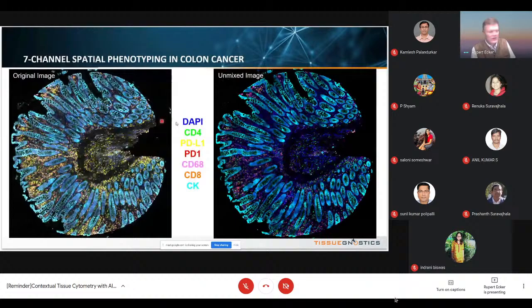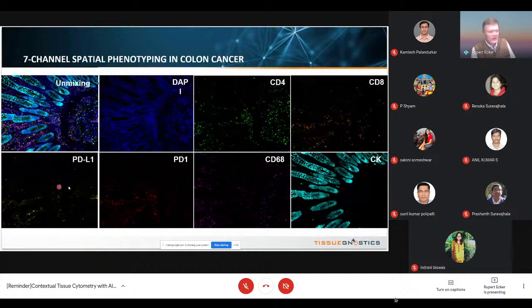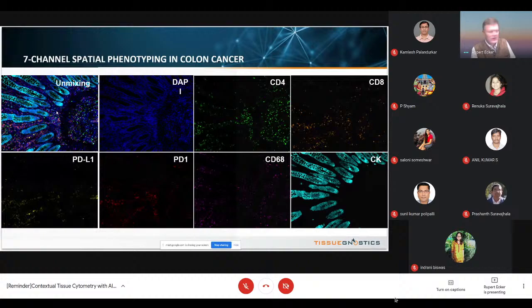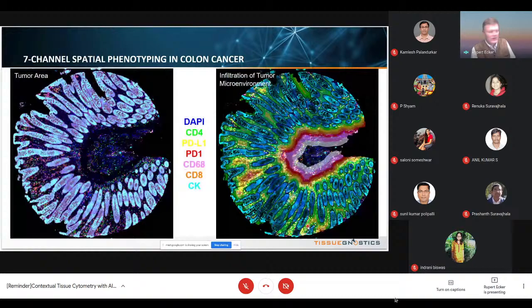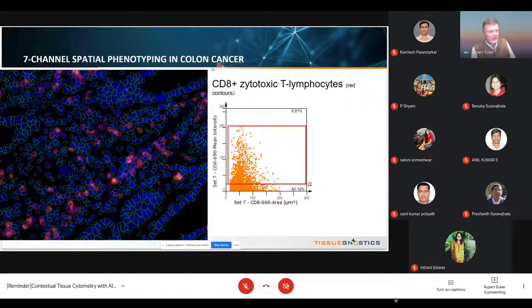Here again, we have a seven color immunostaining. It's one of those immune checkpoint marker combinations acquired with spectral imaging. This is the original image. After spectral unmixing, we get a very clear and brilliant image of this tumor. Here you see the individual channels. Here, this would be the overlay of all channels. Click on any of the cells, you will see it blinking in all the scattergrams. So you know exactly where that cell is located in your data space. And this would be the data set for the backward connection for each of the cell populations.